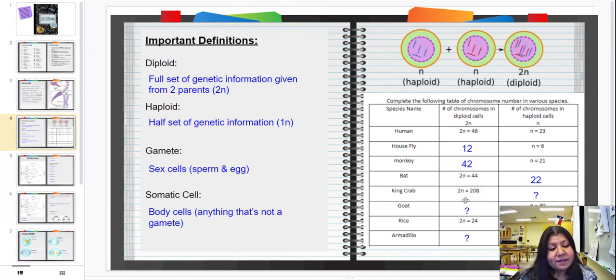So next for my king crab, 2n equals 208. I do the same thing. I take 208 and divide by 2, and n equals 104. All right, so take a couple of minutes, fill out the rest of these, and that way we could see if you have the correct answer.